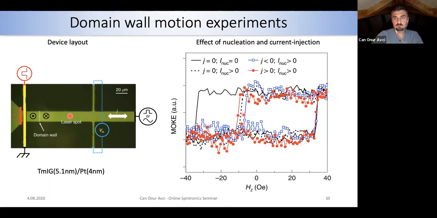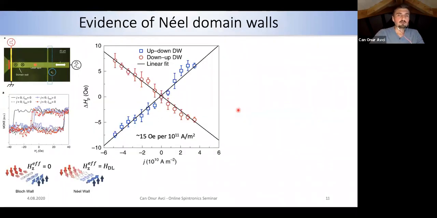But the interesting observation was that when I now send a DC current while doing that, I saw that depending on the current direction, the coercivity or the reversal event shifted as a function of the out-of-plane field, which means that there might be some effect of the current on the domain wall. So I wanted to quantify that.